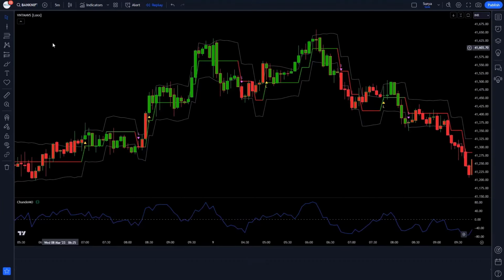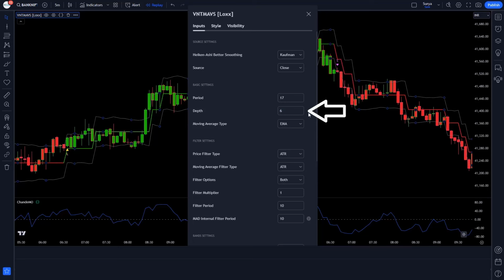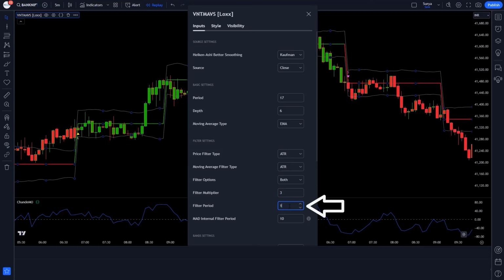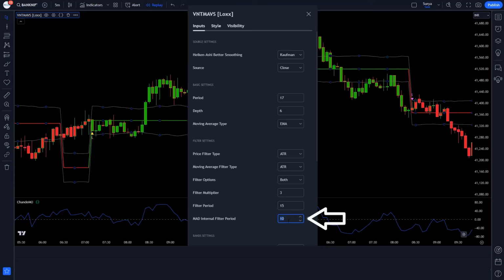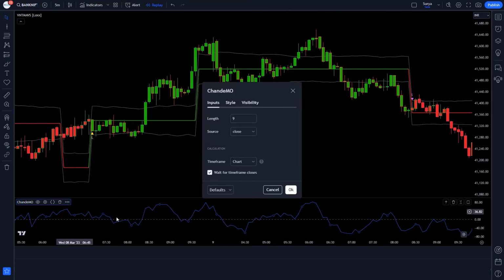Now click on the settings of the Variation and Tuple Moving Average indicator. Period has to be changed to 17 instead of 14. Depth has to be changed to 6 instead of 3. Filter multiplier has to be changed to 3 instead of 1. Filter period has to be changed to 15 instead of 10. MAD internal filter period has to be changed to 9 instead of 10. Save this setting.